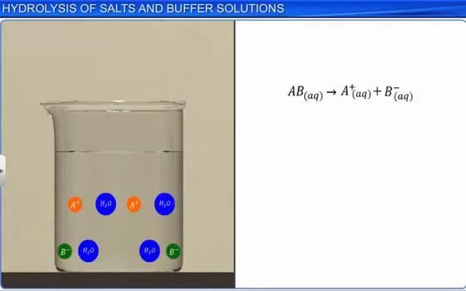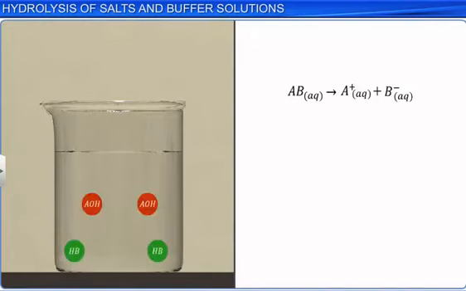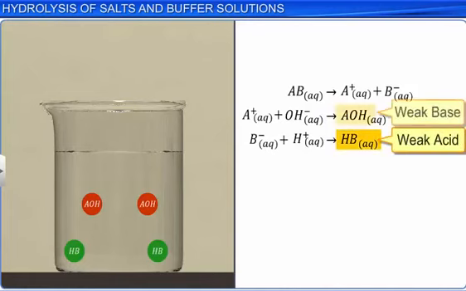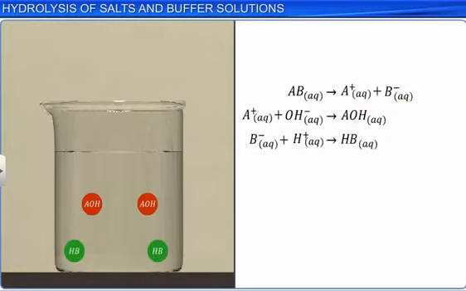The cations or anions formed on ionization react with water and produce weak acids or weak bases, or both. As a result, the pH of the solution is affected. The process in which cations or anions react with water to produce an acidic or alkaline solution is called salt hydrolysis.